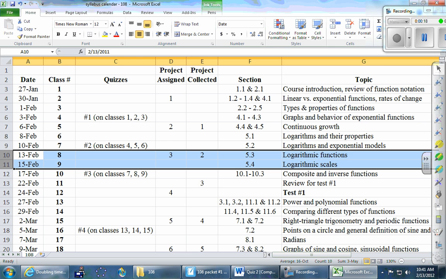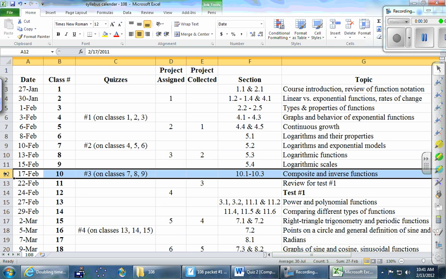Project 3 is officially assigned. It is due on the 22nd, which I guess is a week from Wednesday. Okay. And then on the 17th, what day is the 17th? Is that Friday? Friday is our third quiz. It is on 3 classes of material.